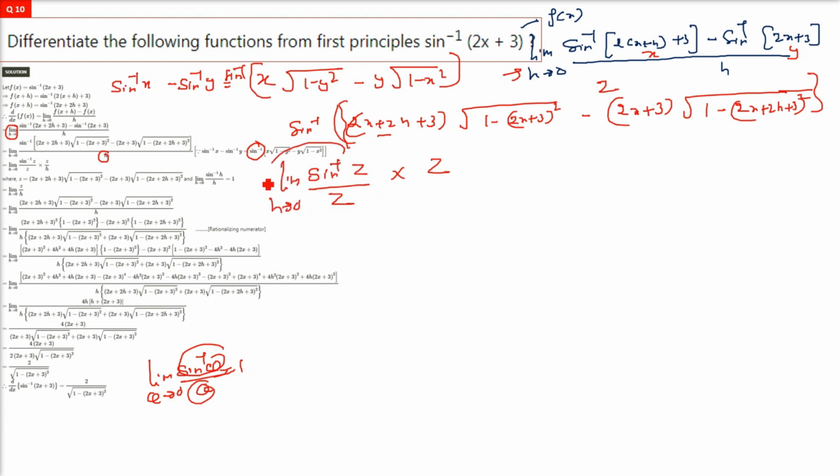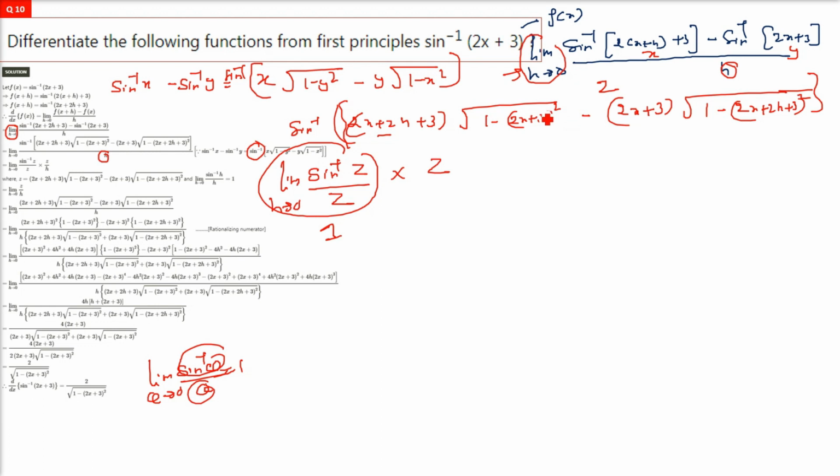So this whole term sin inverse z by z is going to be 1 when you apply limit h tends to 0 in this term. So only z is remaining. That is, whatever is inside sine inverse is the only thing left for you to solve. You got the idea? I called the whole expression z. That is the only thing we need to solve, because we know sine inverse z by z is going to be 1 and we have applied it.